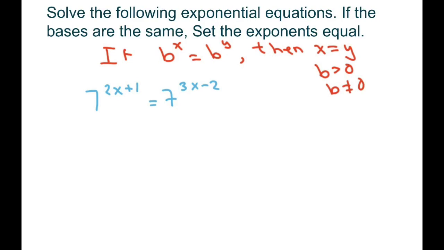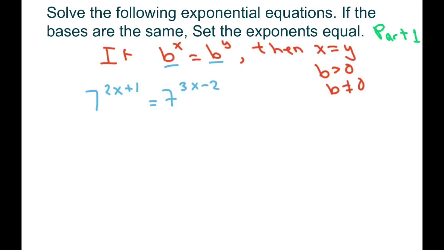Hi everyone, we're going to solve the following exponential equations. If the bases are the same, like right here, then we're just going to set our exponents equal to each other, and also our restrictions are b must be positive and b also cannot be 0. So this is the part 1 basically. Part 2 is going to be harder because they have a lot of negative exponents in those.